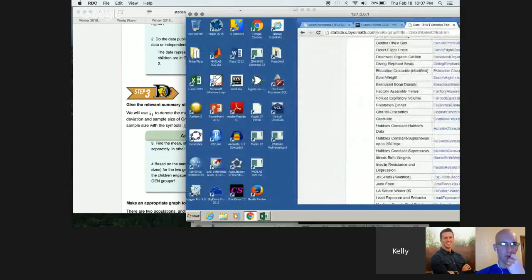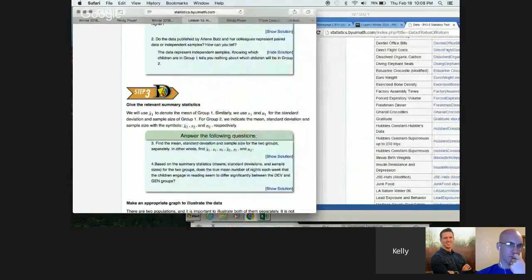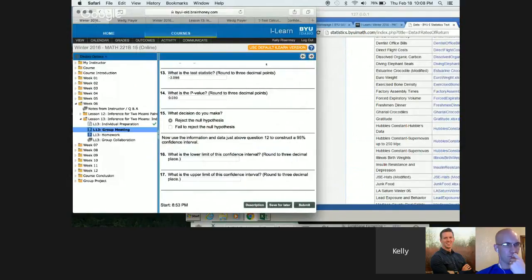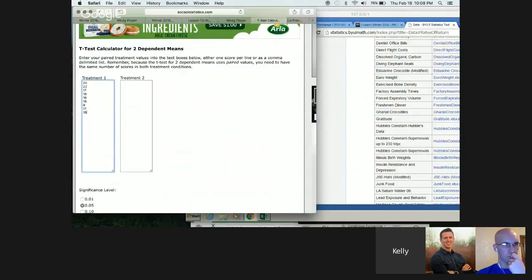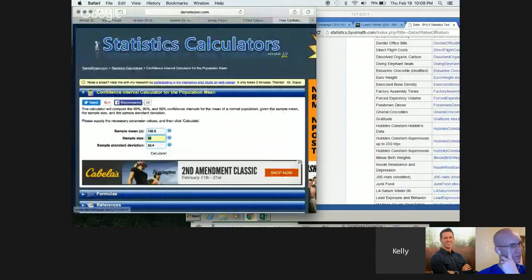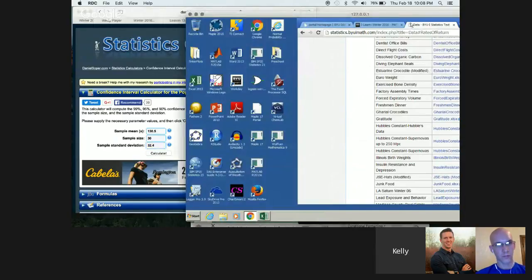Want to use one of the other calculators we found? The problem is we don't know mu and stuff, because those calculators all ask you for mu. I was using something before, like this one. Here, sample mean. Guess we could find it real quick. Sample size and standard deviation.